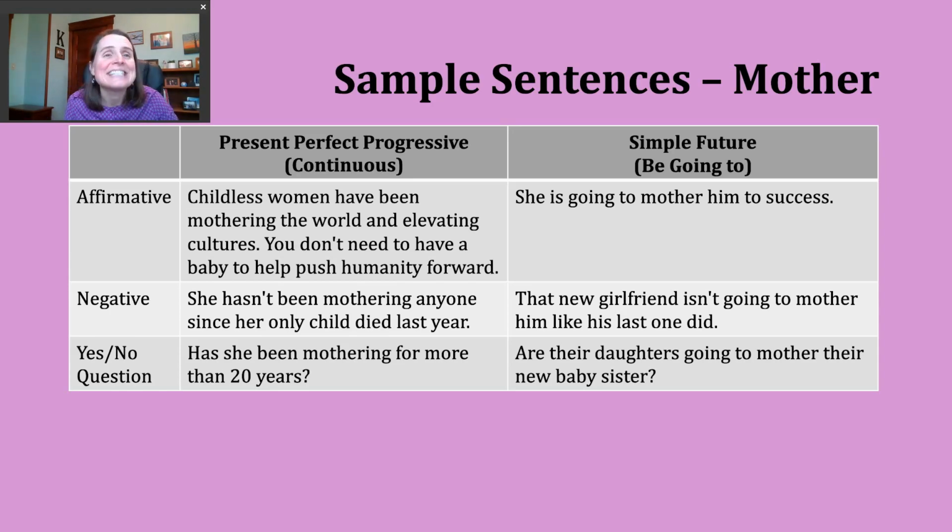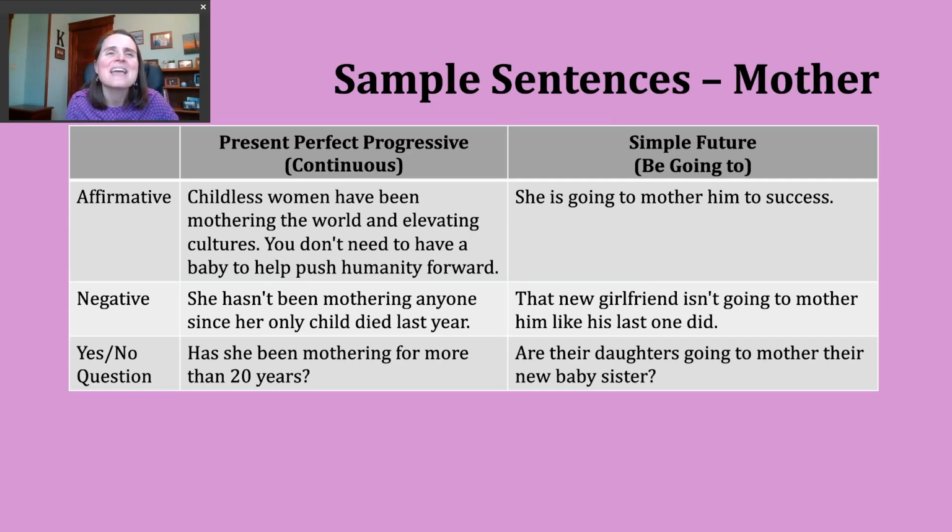Now let's look at negative simple future sentences. To do this, again, start with your subject, then use the form of be that matches, then not, going to, and then the base verb. Here's another example. That new girlfriend isn't going to mother him like his last one did. Okay. So again, back to that second definition of being caring, protective, and some of those qualities we associate with mothers.